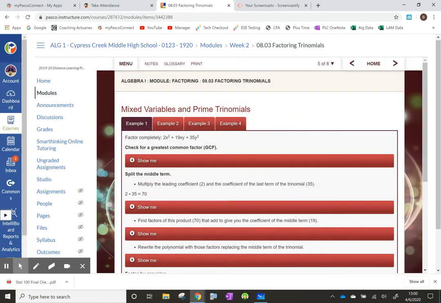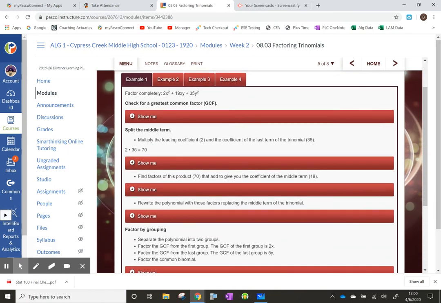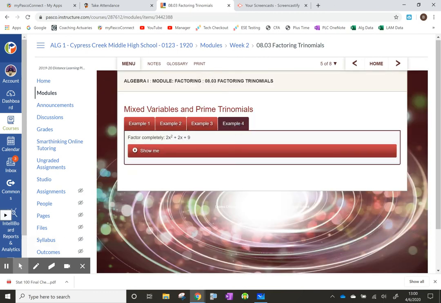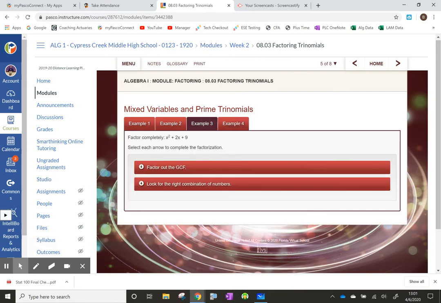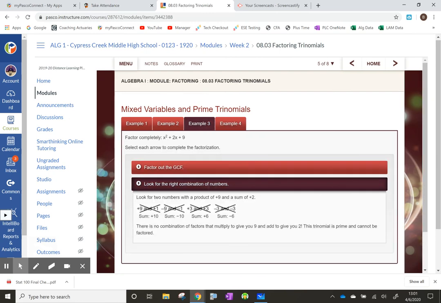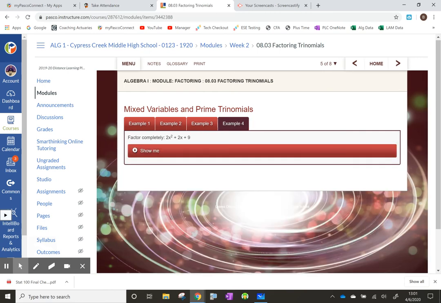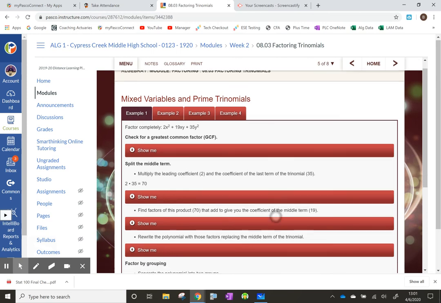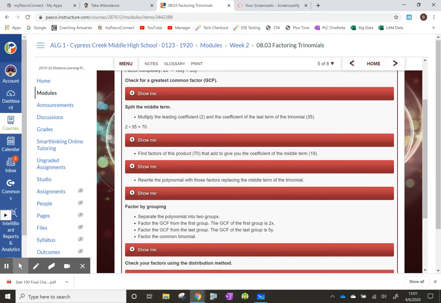Move on to page 5. This one's a whole lot more complicated, it looks like. It's got two variables in it. That one doesn't. That one looks simple. Well, it looks simple now. Okay, so these last two are going to be prime because there simply is no two numbers that will multiply to make it. I'm trying to skip ahead here because I know I've already made a pretty long video.